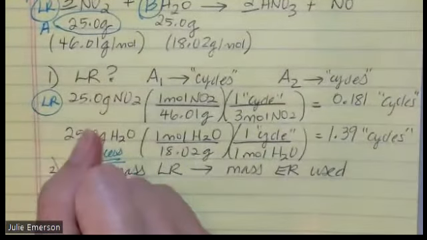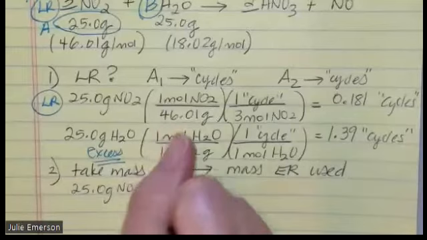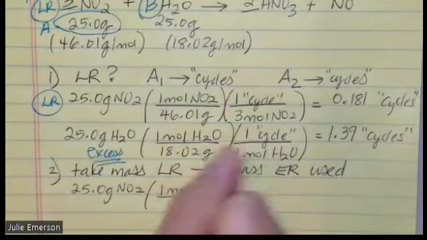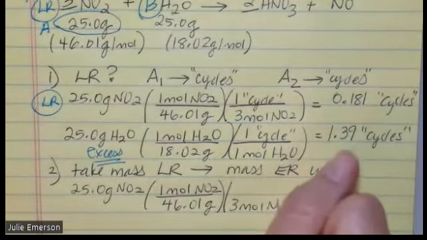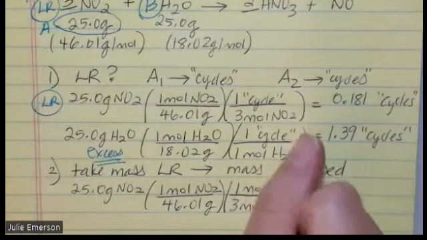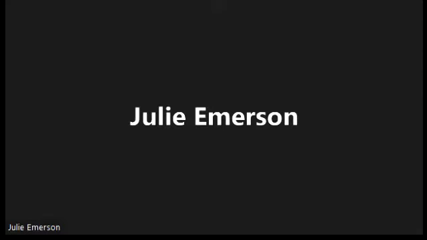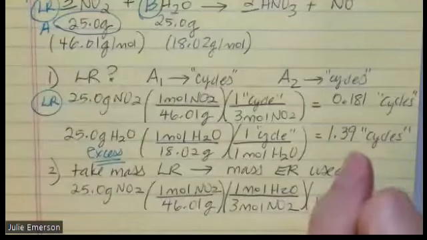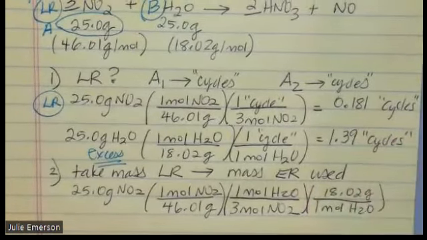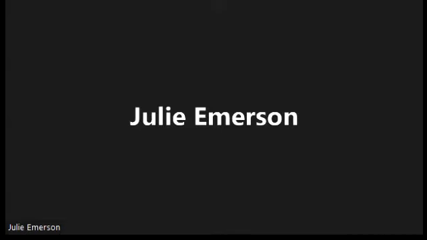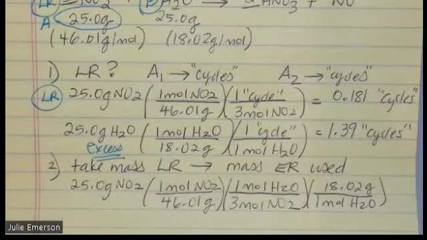So if I had 25.0 grams of NO2, 1 mole of NO2, same molar mass we saw earlier, 46.01 grams. Mole ratio, for every 3 moles of NO2, we need 1 mole of water. And then for each mole of water, we would make 18.02 grams. So this is going to tell me that with that 25 grams of NO2, what mass of water would have been used up. So 25 divided by 46.01, divide that by 3, and then times 18.02.